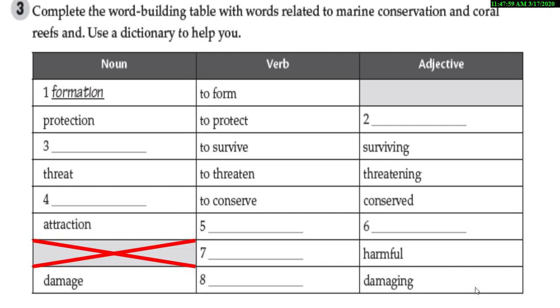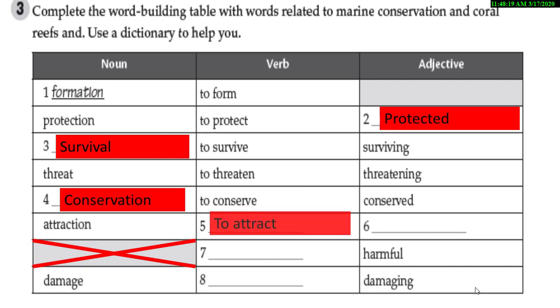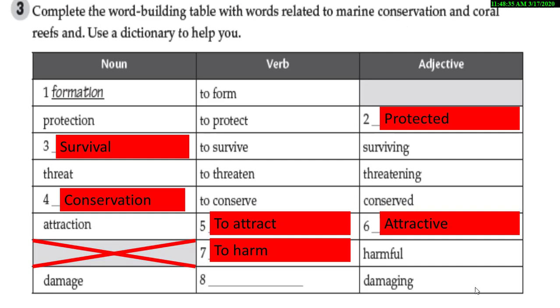Okay, right now let's try to check our answers. Number two, protected. Yes. Number three, survival. Number four, conservation. Number five, attract. Number six, attractive. Number seven, the verb is harm. Number eight, the last one, the verb of damage is also damage. Check your answers. Did you get all of them correct? Good.